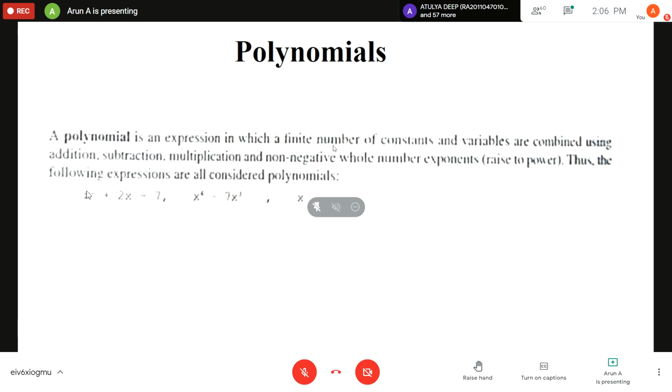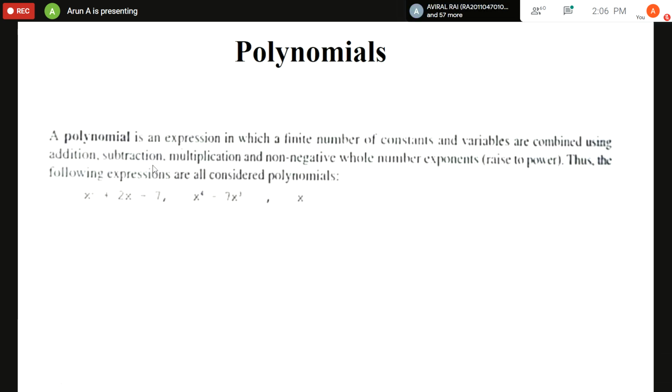It is addition, multiplication, and non-negative whole numbers. Okay, it can be anything. And this is one example of a polynomial: x square plus 2x minus 7, or x power 4 minus 7x cube plus x. All these things are clubbed under a polynomial.